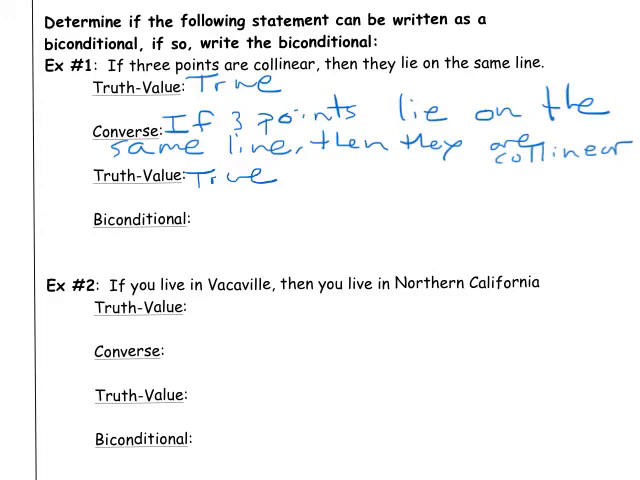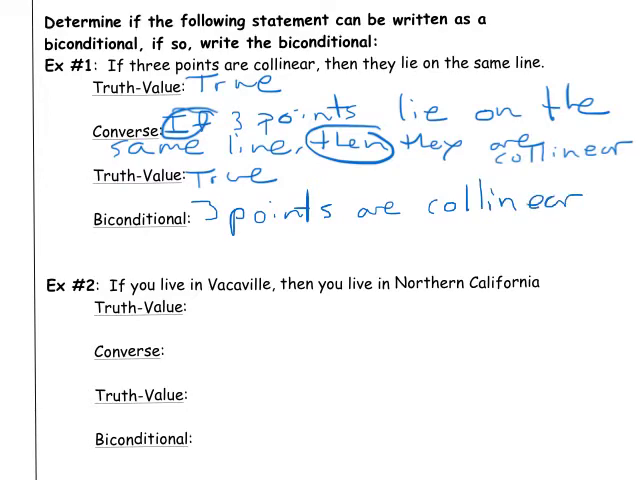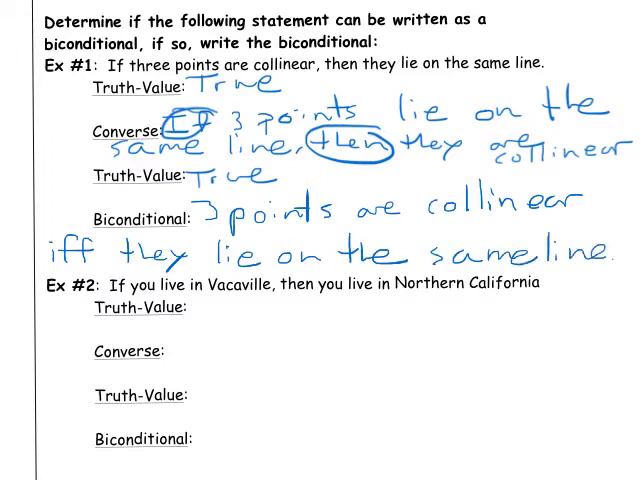So here we go. When we go to write the biconditional, we no longer use the if part and the then part, and we're going to replace it with if and only if in the middle. Here's how it goes. 3 points are collinear, if and only if, but remember we're just going to write IFF, if and only if they lie on the same line. All right, there we go.